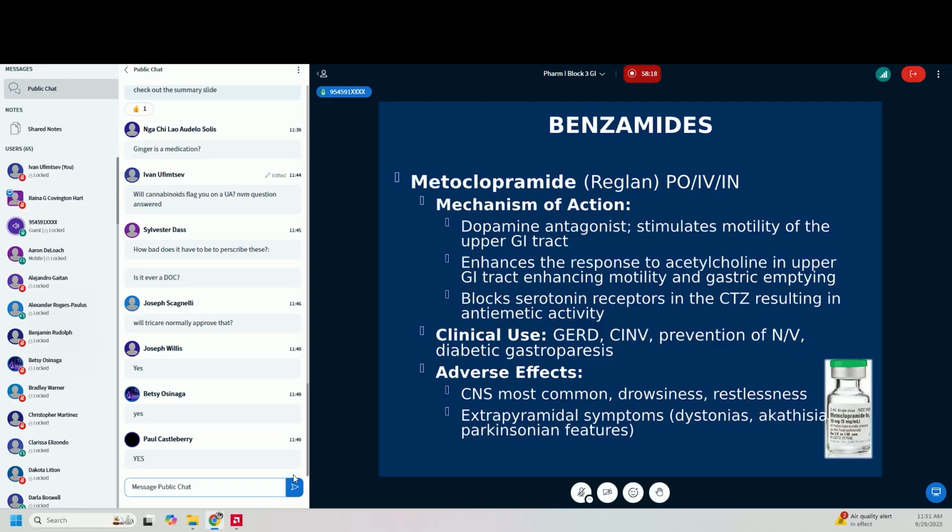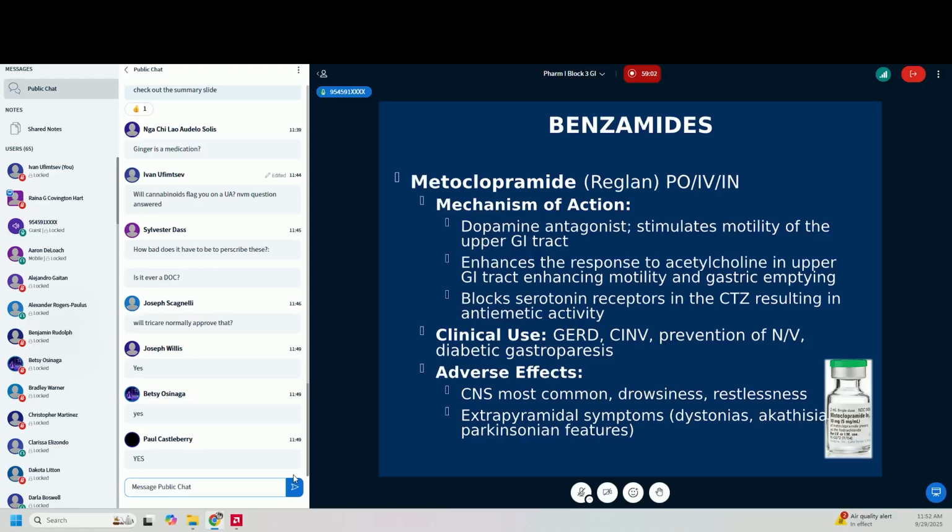Okay, looking at our metoclopramide, this is a benzamide. When we're looking at this PO, IV, intranasal, we have several different options for this. Great medication. We definitely use this a lot inpatient. What you see here is it's increasing the acetylcholine response, and therefore I can increase GI motility. And then you can see you have some blockage of that serotonin and dopamine. So therefore I can get the increased GI motility, and then I can decrease the nausea and vomiting that some people are going to be experiencing, okay?